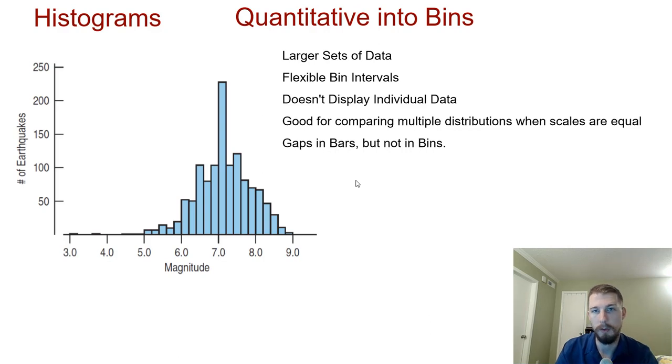Okay, so it's used for larger sets of data. Smaller sets of data, we can actually preserve the datum itself so that you can see each individual piece of data, but that would be overwhelming in a histogram, so we don't use it.